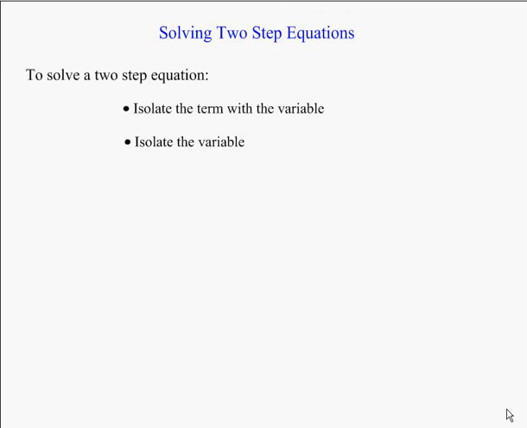So for example, if we had the equation 2x plus 6 equals 14, we would want to get the term with the 2x on one side of the equation all by itself. So we want to get this term here all by itself. So that's the first step. Once that's by itself, the second step is to isolate the variable. Well, here's the variable. Right now it's being multiplied by 2, so we would need to undo that multiplication by 2. We'll do a couple of examples so you can see how this is done.